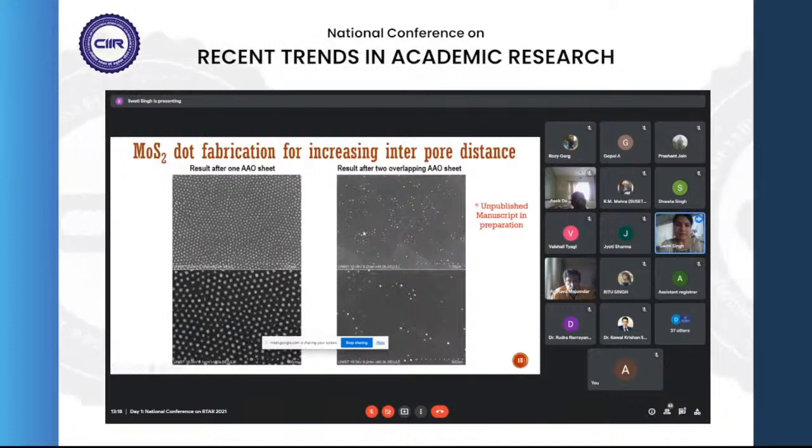To summarize this result, as we can see, I have put images in 2 different resolutions. This is one AAO stacked sheet, which has very nice MoS2 dots, equally spaced from each other, but they are dense. And in the second method, where I tried to gain some control over the patterning, I could actually separate the dots from each other, like here and here.